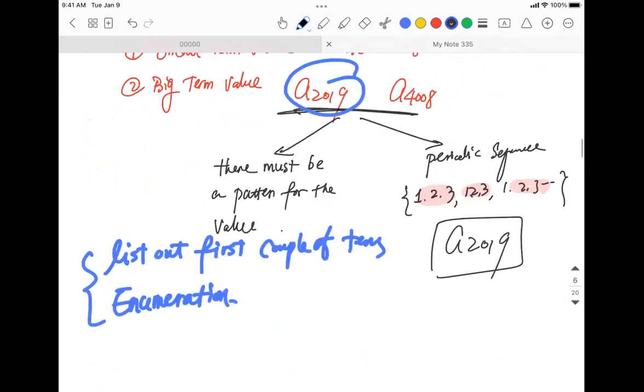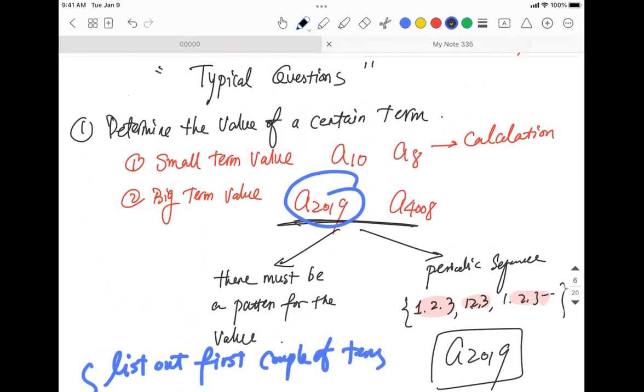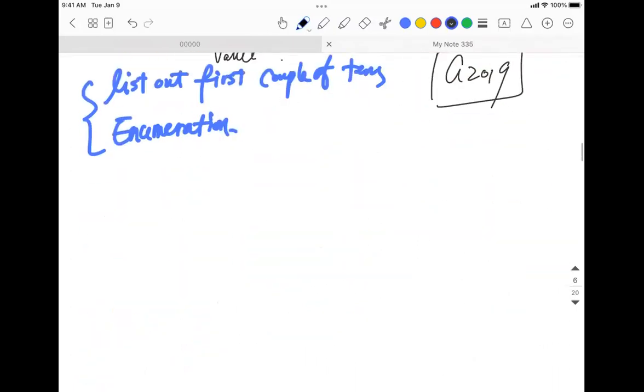So this is actually the first type of problem. The question asks you to determine the value of a certain term. This one actually takes up 90% of the sequence-related problems, so you can see this one is very important. The other type is basically asking you to determine the sum of the first n terms of such a sequence.